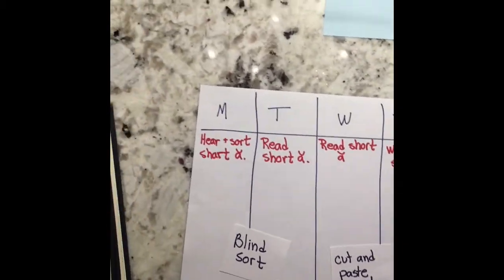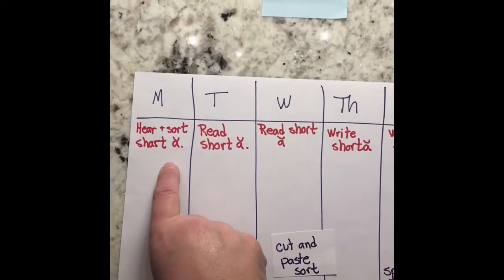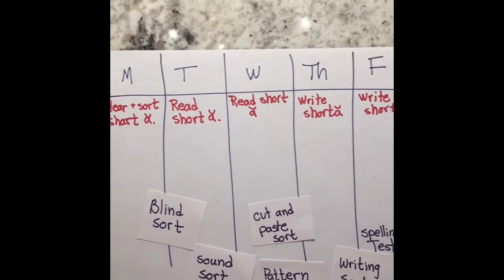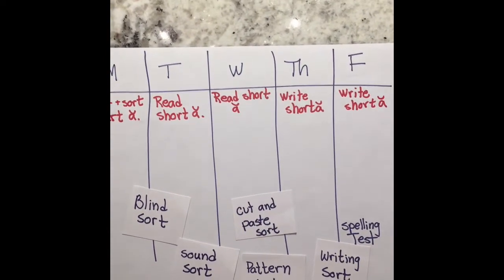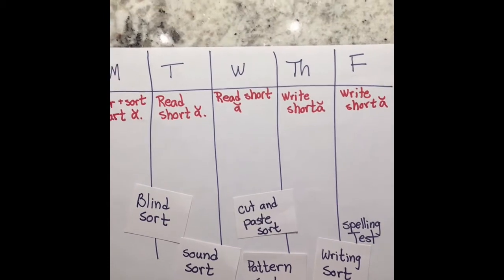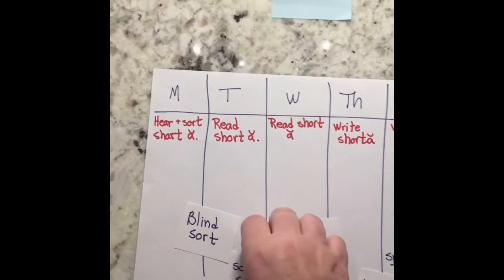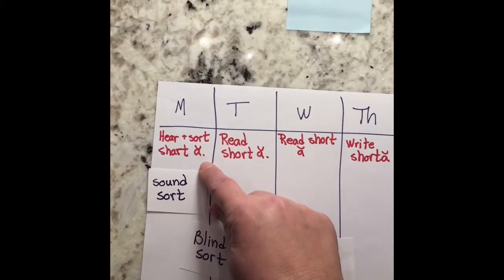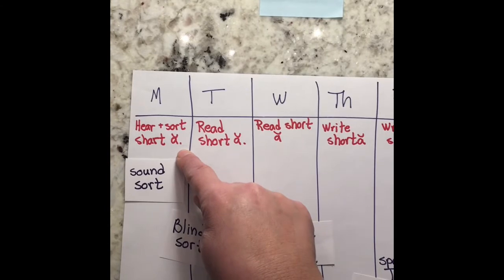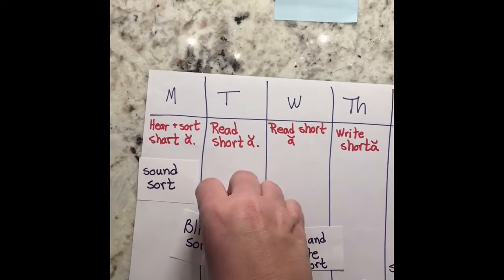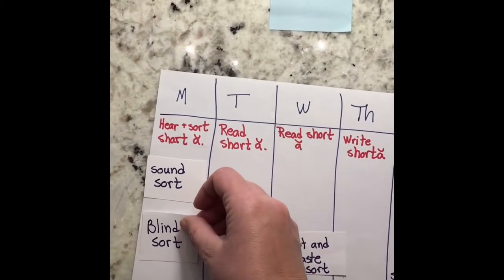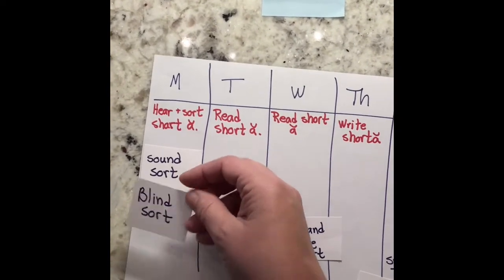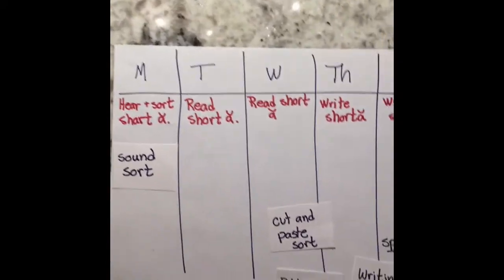So if I want kids to be able to hear and sort the short A, really want them to focus on hearing the short A, am I going to use a sound sort or a pattern sort? Got to know these sorts, so I'm going to use a sound sort. The other sort I could use to help kids really think about the sound of the short A would be the blind sort. So I could use either one of these. With real young kids who are doing letter name stage, I like the sound sort. Maybe older kids, I'll do the blind sort. So I'll save that for another time.